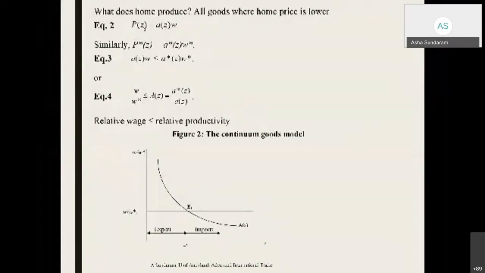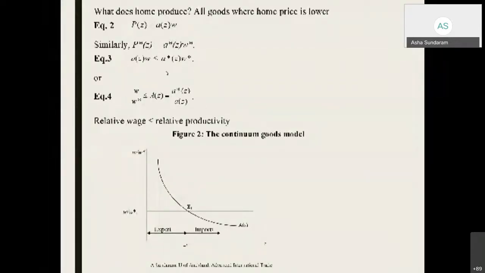When does home produce a particular good Z? Home produces Z if home can make it cheaper. It's more competitive in Z. In other words, P of Z is less than or equal to P star of Z. Home has the cheaper price. So that means A times W is less than or equal to A star times W star. Those are the Zs for which home is going to be producing and exporting.